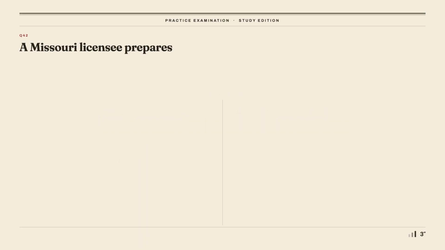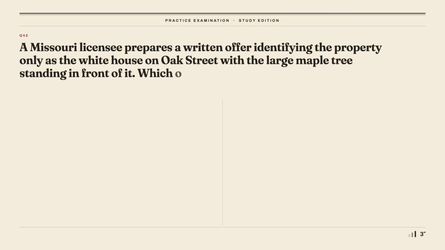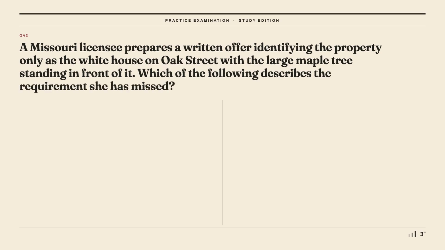Question 42. A Missouri licensee prepares a written offer identifying the property only as the White House on Oak Street with the large maple tree standing in front of it. Which of the following describes the requirement she has missed?